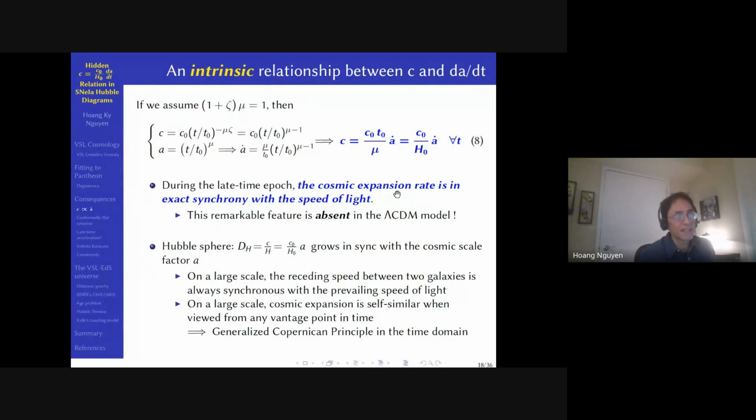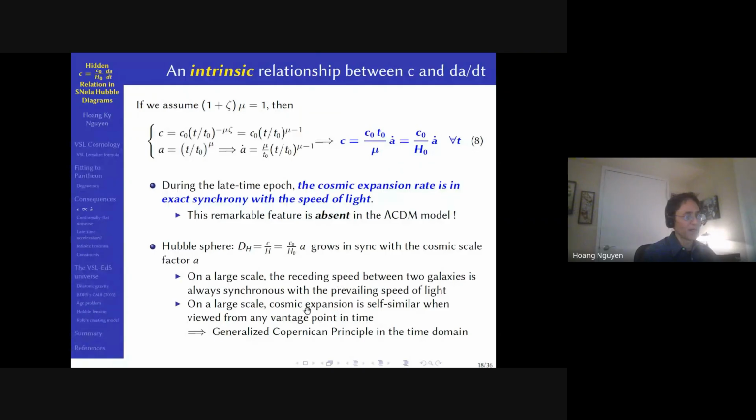Because in lambda CDM, C is fixed, meanwhile A varies with time. And so this simplified, you mean the X naught here varies with time, sorry, the Hubble constant. And if we adopt this formula, then the Hubble sphere grows equal to a, and that means that the receding speed between two galaxies is always synchronous with the speed of light at that moment.